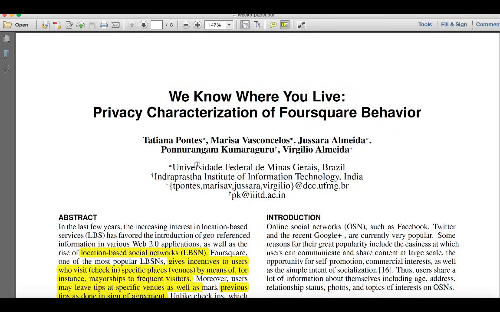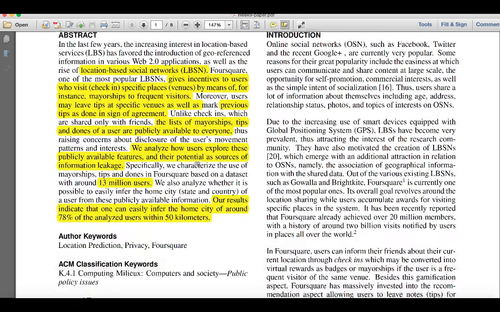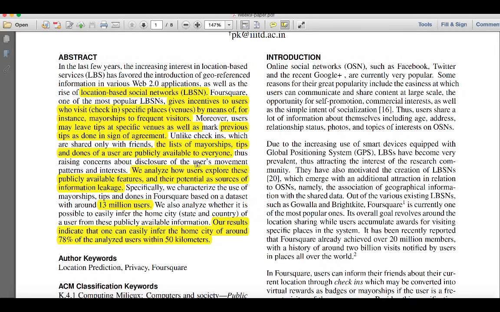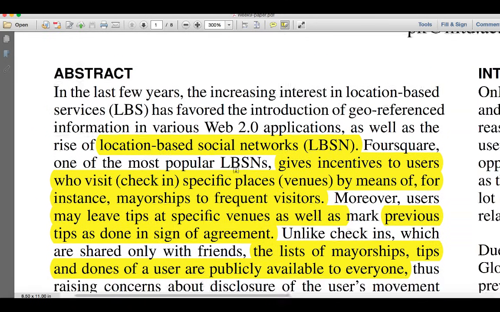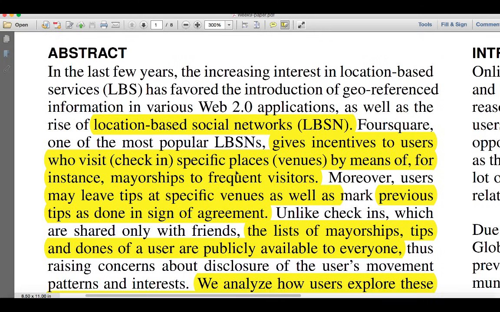Okay, so now here is the paper that we will look at and spend some time on. The title of the paper is "We Know Where You Live: Privacy Characterization of Foursquare Behavior." Okay, we know where you live. Privacy characterization of Foursquare behavior. So this is what we'll do. We'll go through the paper content and look at what is mentioned in the paper. I'll also give some insights about what is going on.